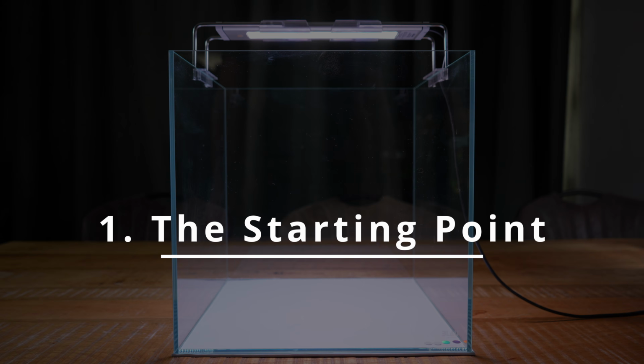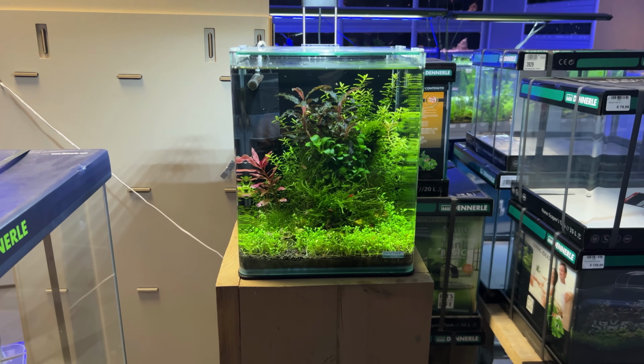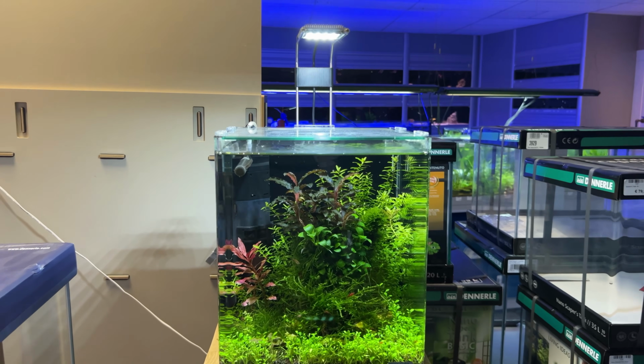Now in order to choose the right plants for our aquarium, we first need to know what kind of environment we're going to provide for these plants. So in other words, what's our setup going to look like? Is it going to be a low-tech setup with low to medium light, no CO2 injection?